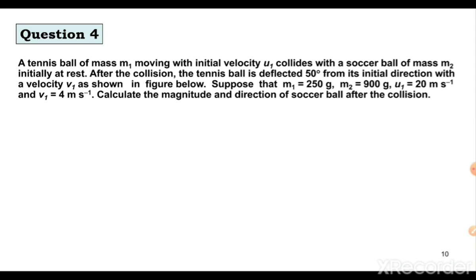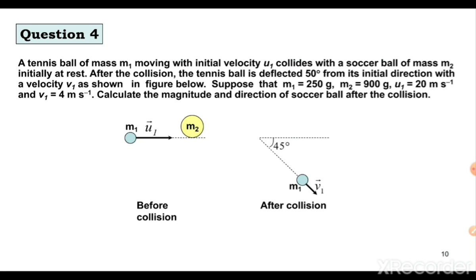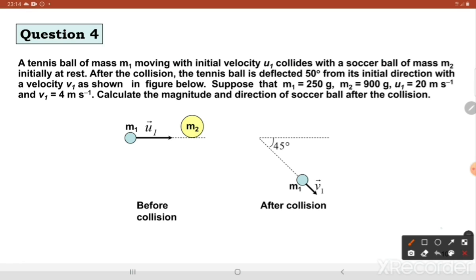Okay, question 4. A tennis ball of mass m1 moving with initial velocity u1 collides with a soccer ball of mass m2 that is initially at rest. After collision, the tennis ball is deflected 50 degrees from its initial direction with a velocity v1 as shown in the figure below. Suppose that m1 is equal to 250 gram, m2 is 900 gram, u1 is 20 meters per second, v1 is 4 meters per second. So calculate the magnitude and direction of the soccer ball after the collision.